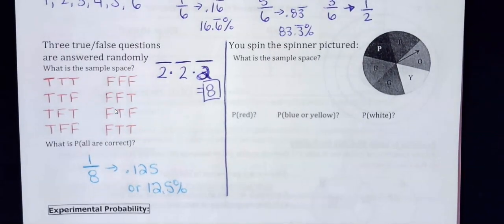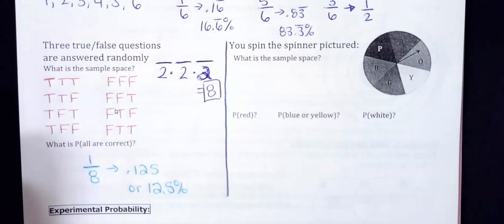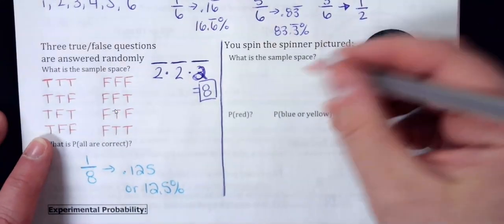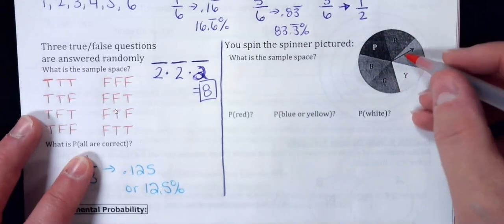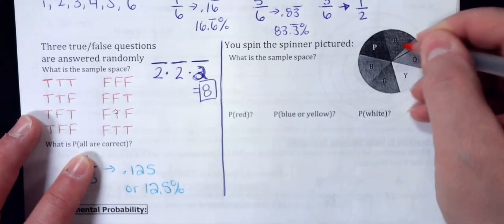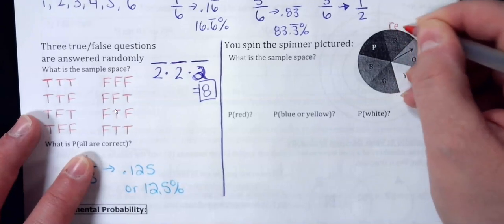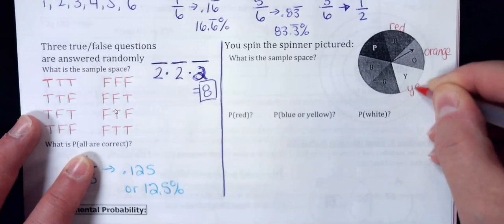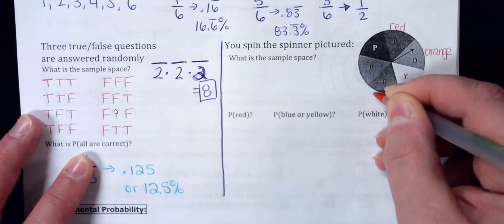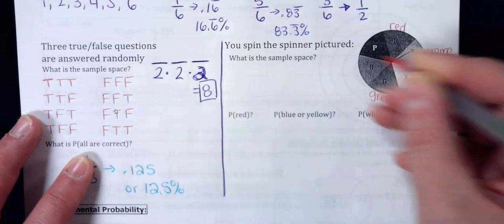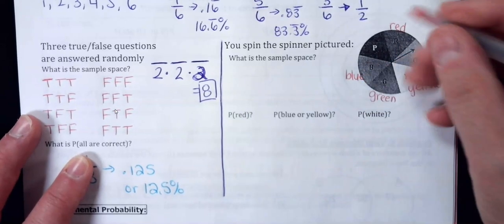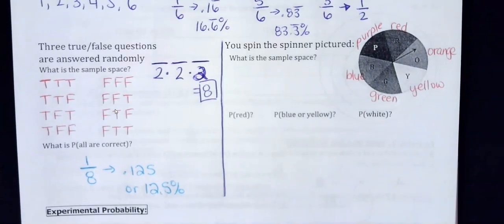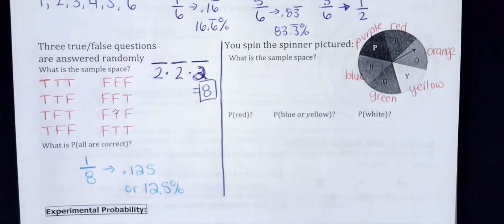Okay, now forgive me, I should have printed this in color because it looks terrible, but this is supposed to be like a little spinner, like for a board game. So the sample space over here, if you guys can read, I'm really sorry, they have letters on them. So the R is supposed to be red, the O is supposed to be orange, the Y is supposed to be yellow, G is supposed to be green, B is supposed to be blue, and the P is supposed to be purple. So the sample space there would be the 6 colors that are on the spinner.